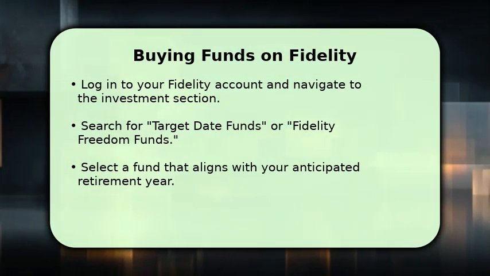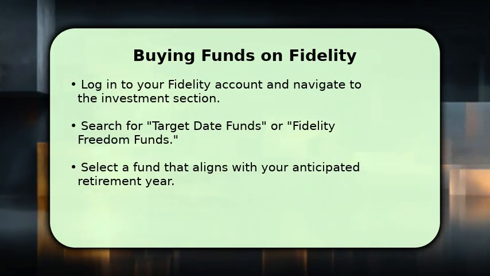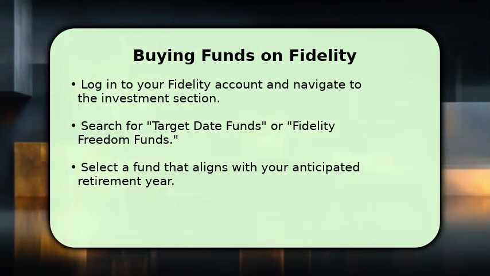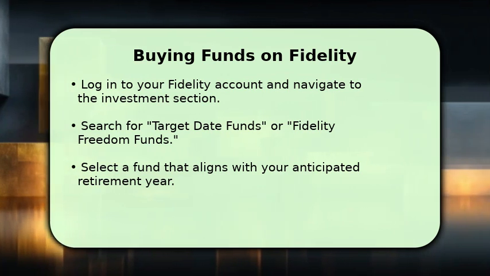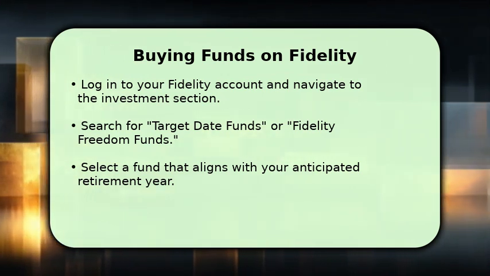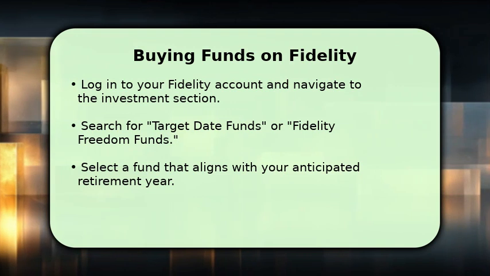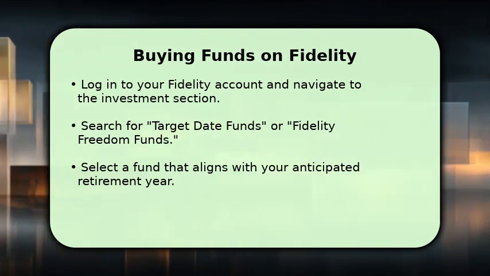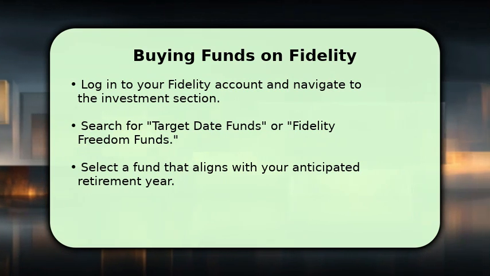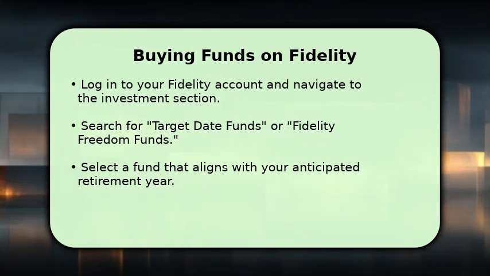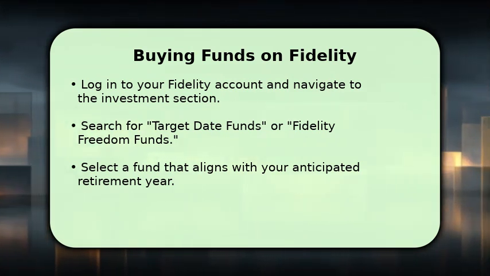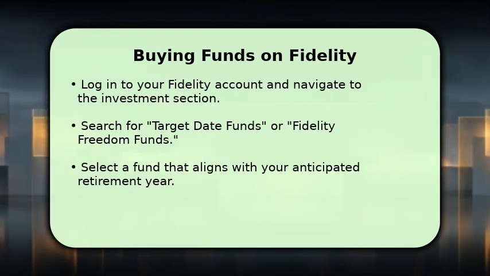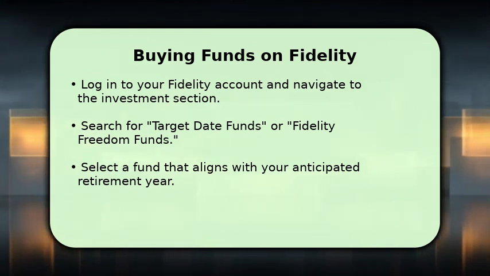Purchasing a target date fund at Fidelity is straightforward. First, log into your Fidelity account online. Then, use the search bar to find target date funds or Fidelity Freedom Funds. You will see various funds named with different years. Choose the one closest to your expected retirement. Finally, enter the amount you wish to invest and confirm your purchase. It's a simple way to set up a professionally managed portfolio.